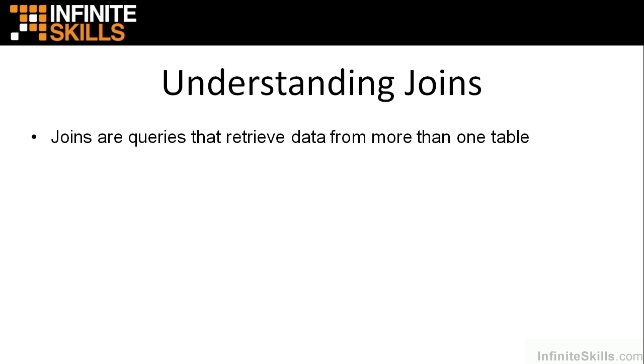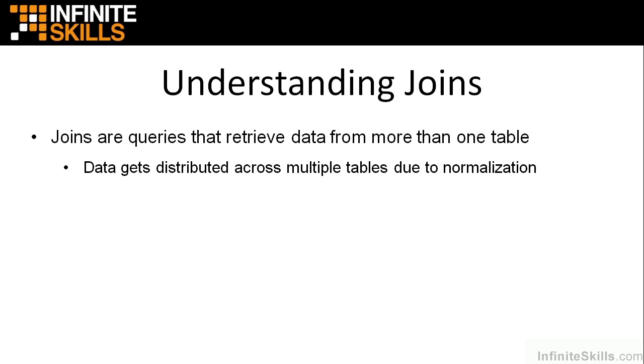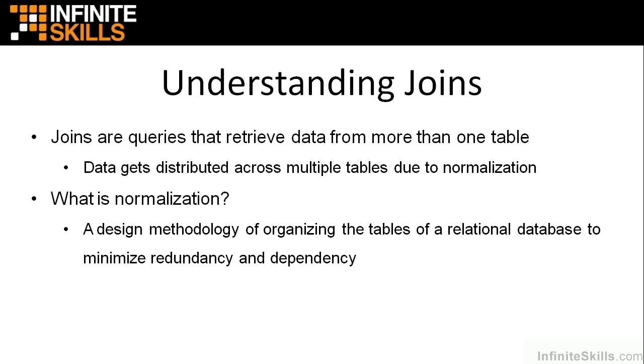Now, a join is a type of query. It's a select query that retrieves data from more than one table. Now, data gets distributed across multiple tables because of something called normalization. If you're familiar with that term normalization, then you're okay here. You're ready to go. If you're not, then let's back up just a moment for the folks who may be new to this whole database world and talk about what exactly normalization is.